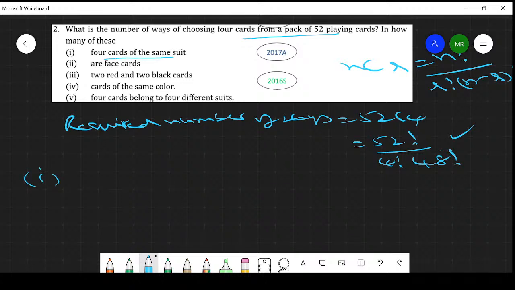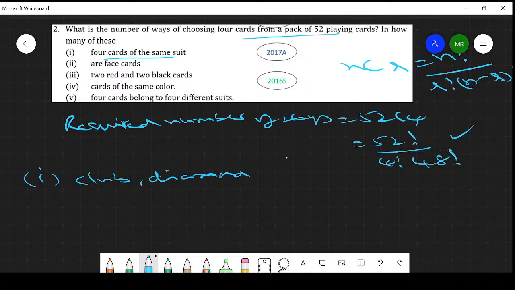Total we have 4 suits. Each suit is having 13 cards, right? We know the 13 cards will be there, right? The 4 suits are diamond, club, spade and heart. You know that 4 suits will be there. Club, diamond will be there, and the spade will be there.